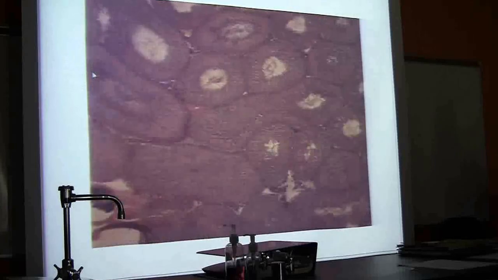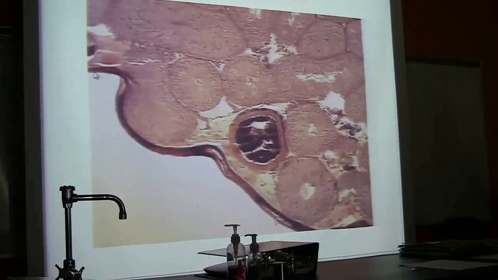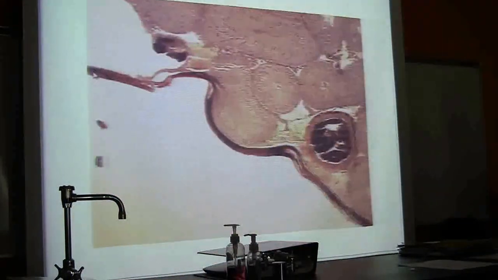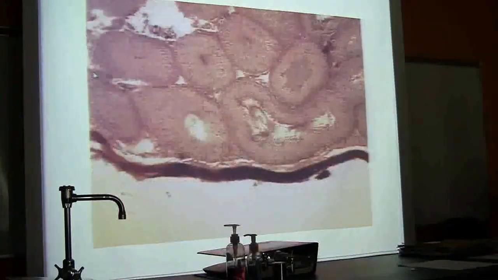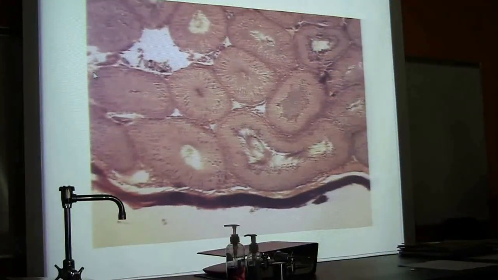This is a section through the human testis. What we saw before was actually the rat testis. And here again, another section through the testis of the rat, but this one I want you to see because it shows something we didn't see in that first slide.